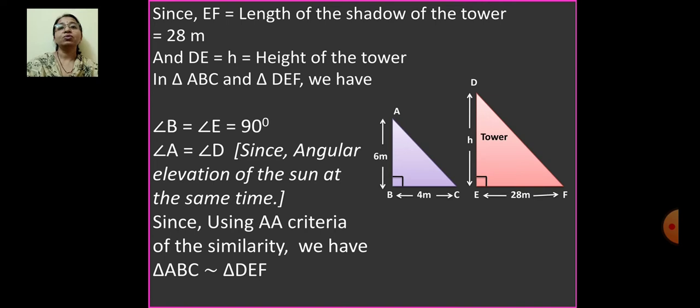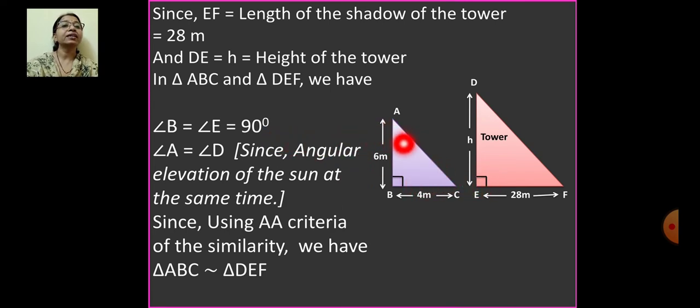What we will do is try to show these two triangles similar, and then take the ratio of corresponding sides, substitute the given lengths, and we can get the value of the unknown quantity. So in triangle ABC and triangle DEF, angle B is equal to angle E, very much clear, both 90 degree.